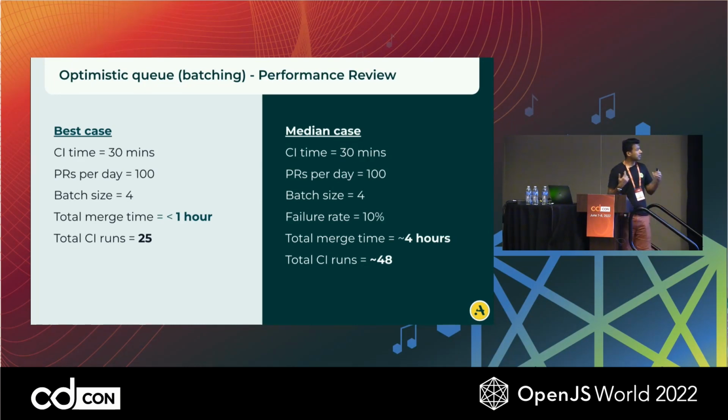So in this case, the total number of CI runs has significantly reduced. So instead of running 100, you're running 25. Your time to merge in the worst case scenario also reduces because you're doing it in batches. And the total number of CI runs is also like 48 instead of 50. Well, I think the total number of CI runs in batching is actually about the same.